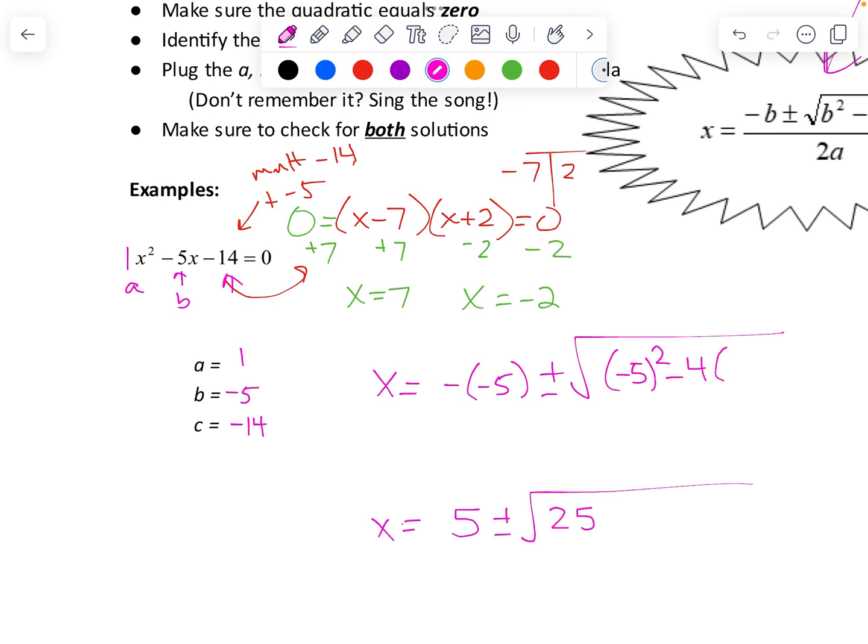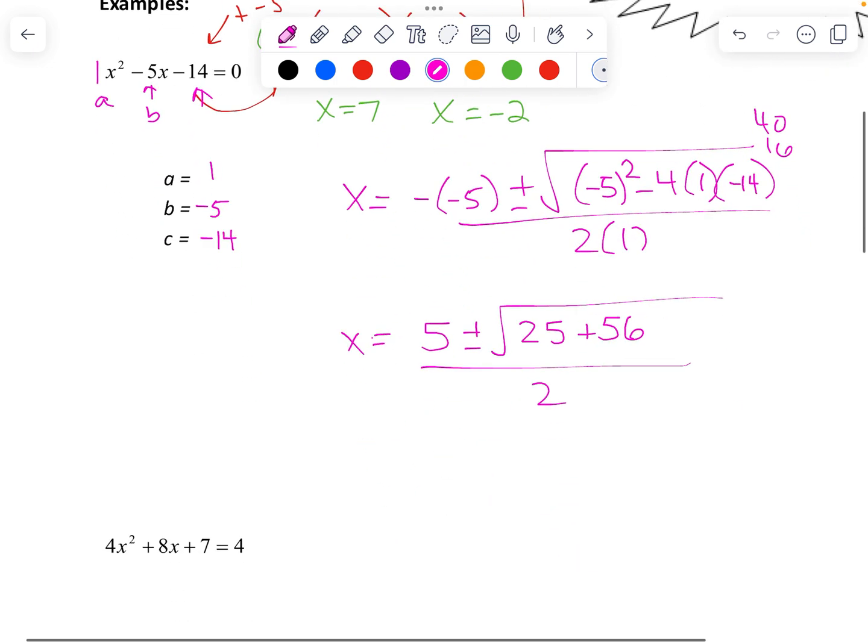Minus 4ac, so a is 1, c is negative 14. So I'm going to multiply all those together. So 4 times 1 is 4 times 14 is 40 plus 16. So that's 56, I think. 40, oh, yeah, 56. So it's plus, really, because we have two negatives. So plus 56 all over 2a. So a is 1. 2 times 1 is just 2. So I'm going to go ahead and simplify this.